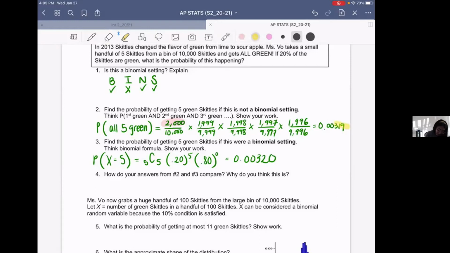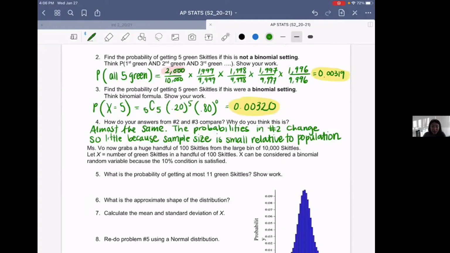And then as we take a look, part 4 says to compare these two values. So the values we are looking at are these two values here. And notice that as we look at those two values, there's hardly a difference between them, even though one is binomial and one isn't. The reason is that our sample size is so small relative to our population that it kind of doesn't matter in this sense. So what I'm going to write here is that it's almost the same. The probabilities in number 2 change so little because the sample size is small relative to the population.